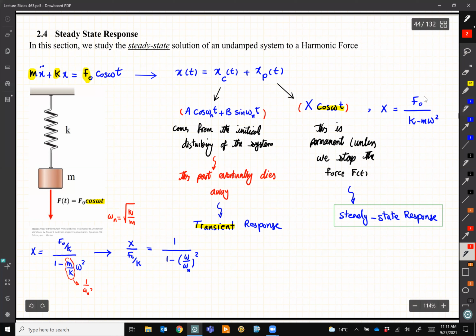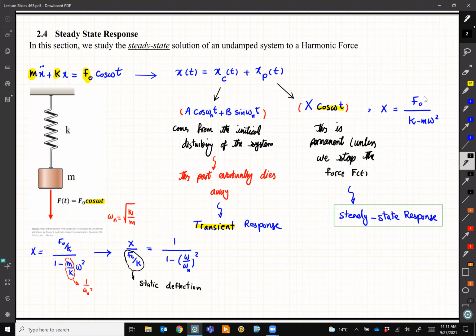So in this equation now, this part, F0, the constant force divided by K, we can call it the static deflection, right? So as if I apply this F0 without any harmonic, then this amount, the spring is going to deflect. But this X, we call the dynamic deflection.